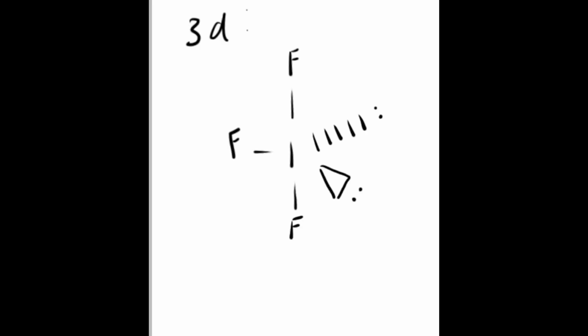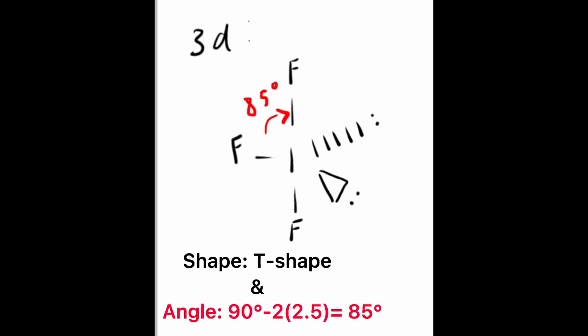I started by placing iodine in the middle, and with my 2D side, I placed the 3 fluorines. The reason I did this was because when I look at my final 3D diagram, I can see the T-shape better. Then I'm going to put my lone pairs on the 3D side, so the slash is supposed to indicate that it's going into the page and the wedge is supposed to indicate that it's going out of the page. And this is my final 3D diagram.